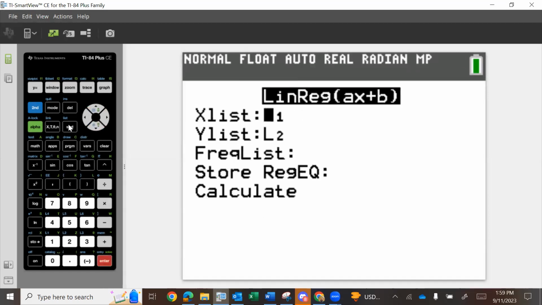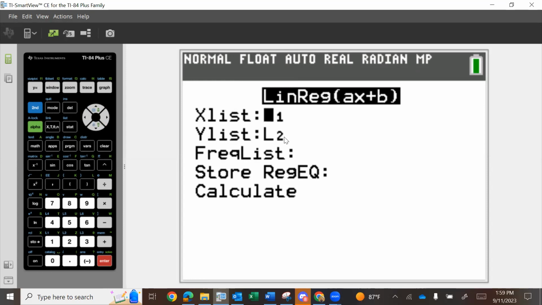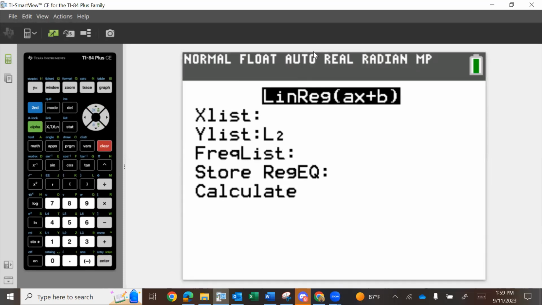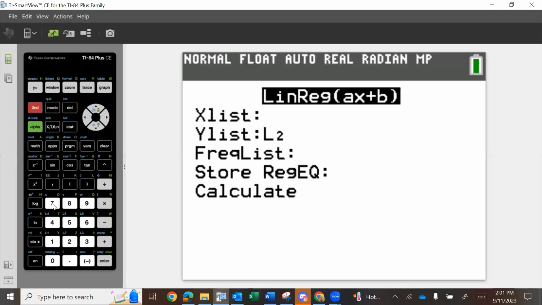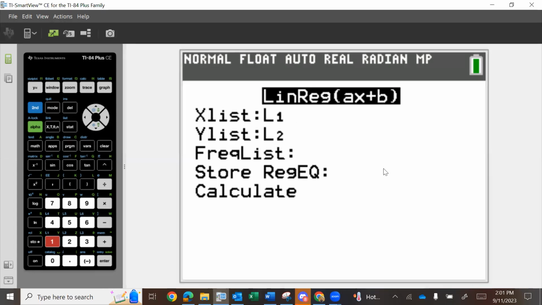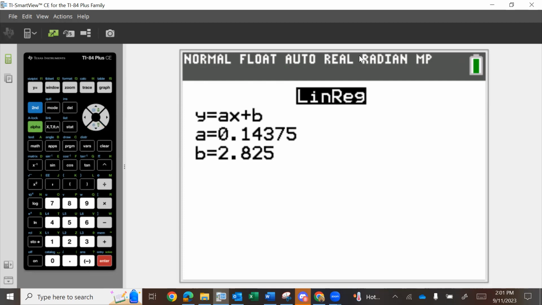Okay, so we'll pick that and make sure it says L1 here and L2 here, because that's where I put my X values in L1, I put my Y values in L2. That's probably what it says on your calculator. But if it doesn't, the way to fix it: notice right above the number 1 button, it says L1 in blue. So I go blue, L1, and that gives me that. And then L2, L3, and so on. Okay, so then I'm going to go down to calculate, and boom, it just did the equation for me.